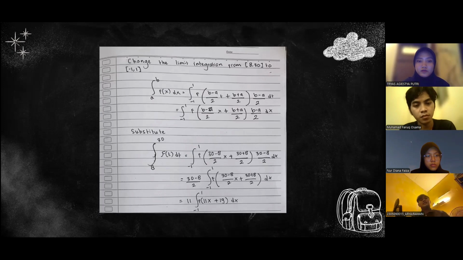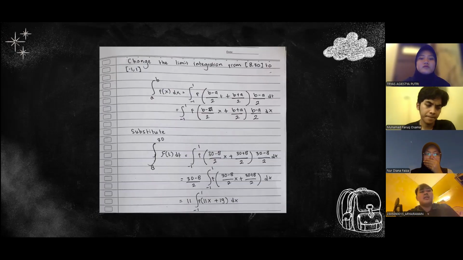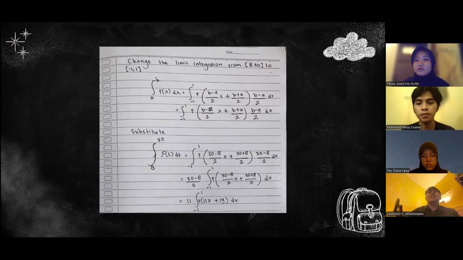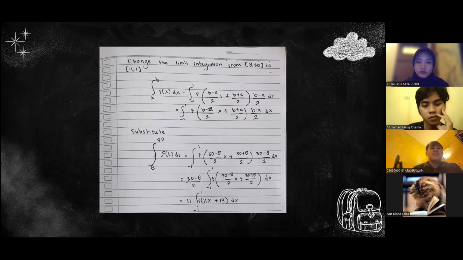And we have 8 and 30 before, right? Then we substitute to the formula, so a and b mean 8 until 30. The result when we input 8 and 13 is the integral from -1 until 1 of f(11 times x plus 19) dx.